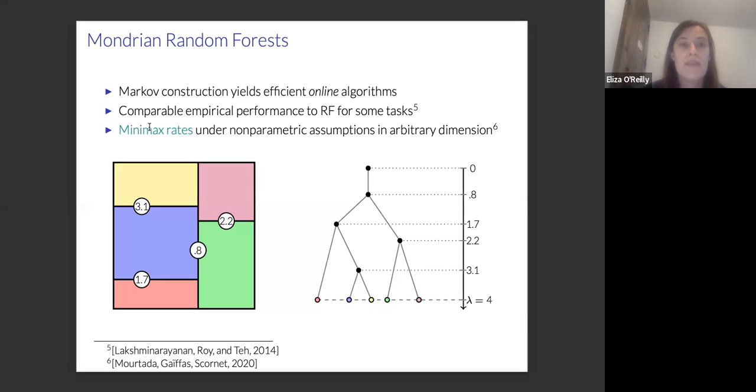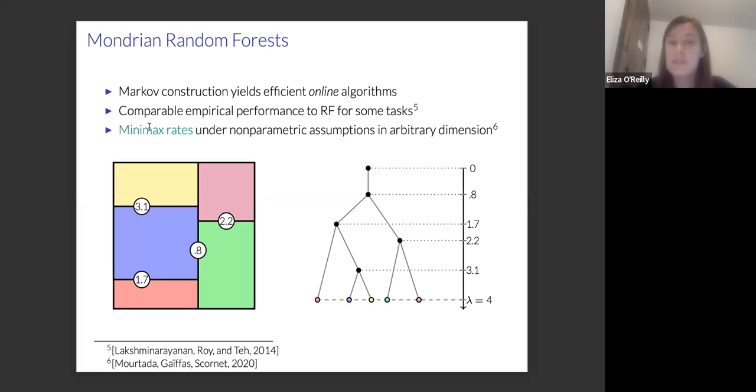And in fact, given this construction and all of the exponential random variables and independence, this is actually a Markov process on the space of partitions. Which makes this process really amenable to online algorithms, where you're receiving more data over time and you want to update your estimator efficiently. So that was one motivation for its initial introduction. Mondrian random forests also achieve comparable empirical performance to the original random forest for some tasks.